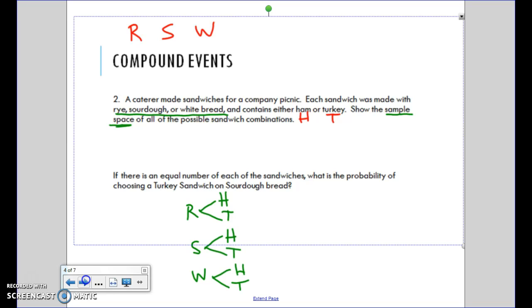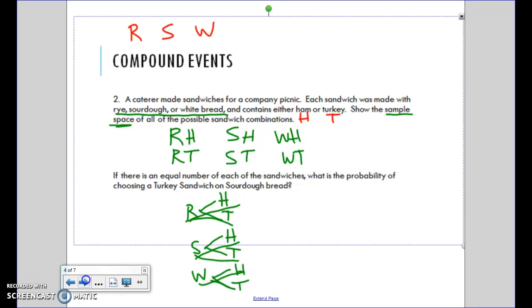So one type of bread, it could be rye ham, or it could be rye turkey. Or we could have sourdough ham, sourdough turkey, or we could have white ham or white turkey. Okay, so there's my sample space. When it asked me to write the sample space, that's all the things that could happen. That's my sample space.